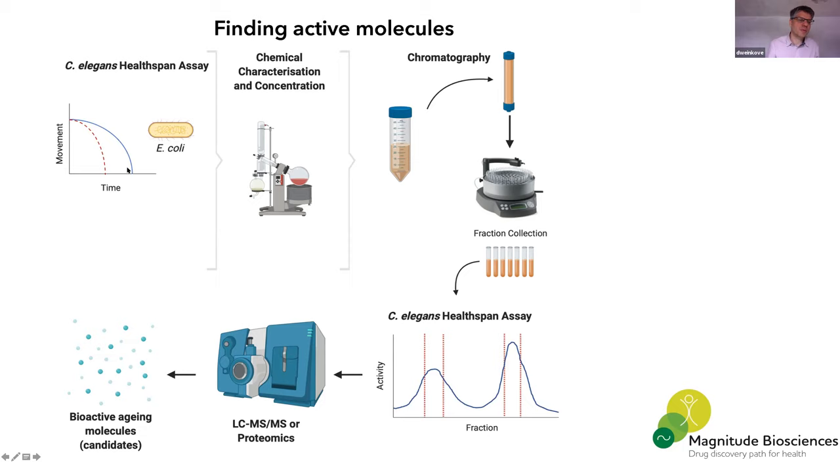One thing we could then do is chemically characterize and concentrate this extract and find out some basics about solubility and so on, and find conditions where we get a very strong effect. Then we can use chromatography to do fractionation of this extract or supernatant, and test each fraction using our healthspan assay. So we can look for how each fraction affects healthspan.